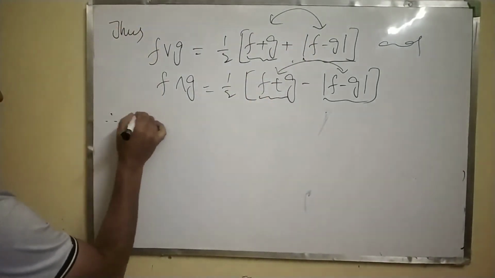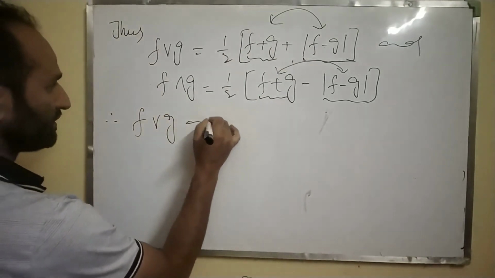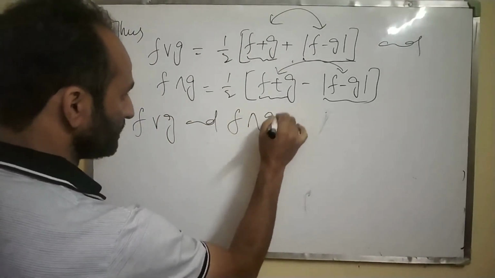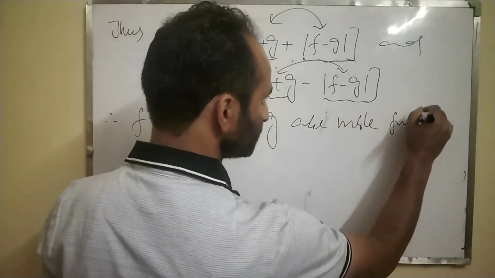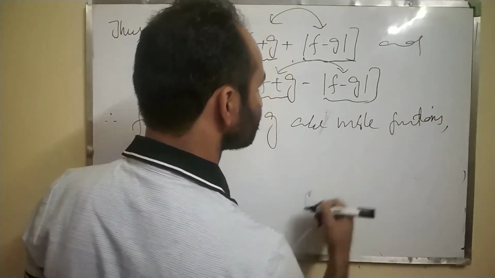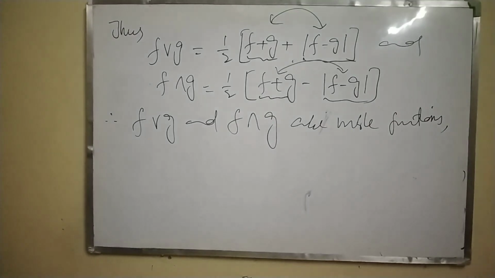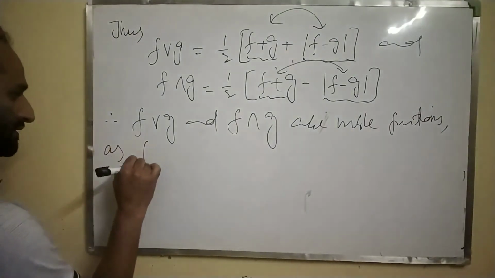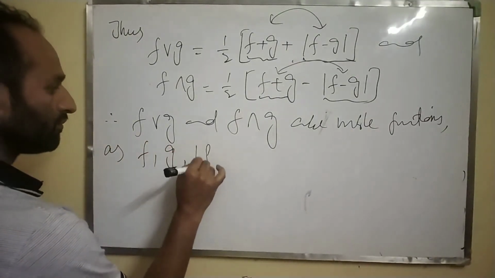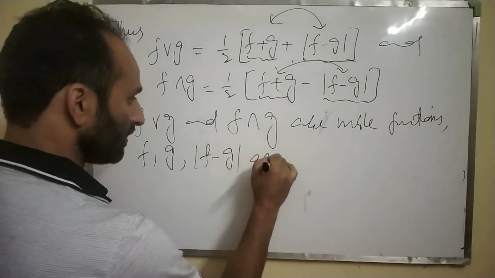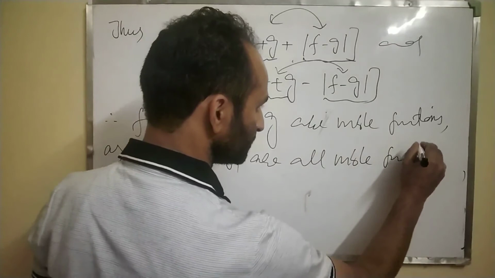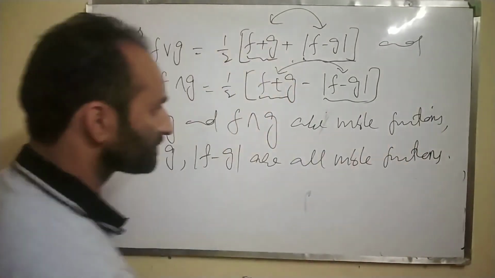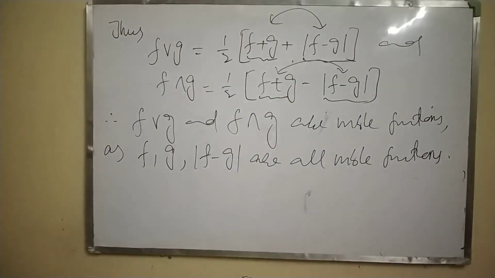So therefore the join and the meet are measurable functions, as f, g, and mod of f minus g are all measurable functions.